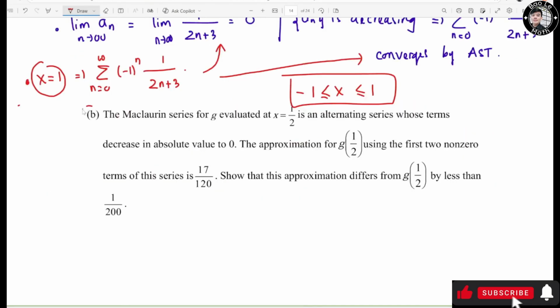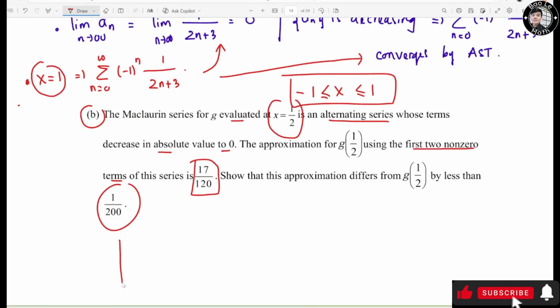Now let's move on to question B. The Maclaurin series for G evaluated at s equals 1/2 is an alternating series whose terms decrease in absolute value to 0. The approximation for G of 1/2 using the first two non-zero terms of this series is 17 over 120. Show that this approximation differs from G of 1 over 2 by less than 1 over 200. This question is very simple, easier than question 24C.